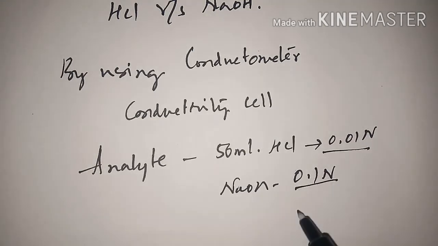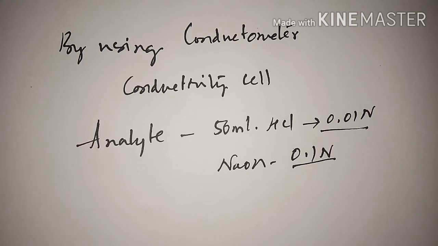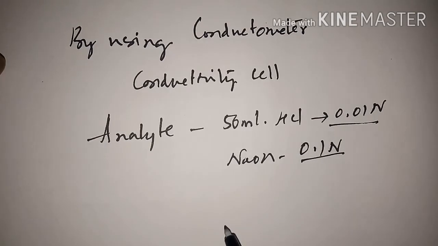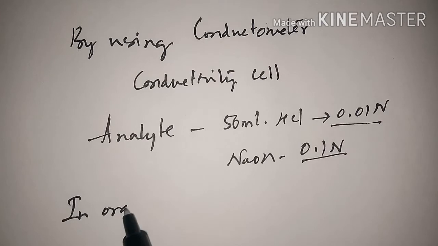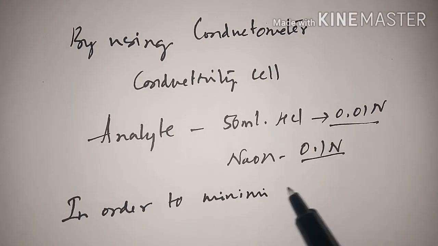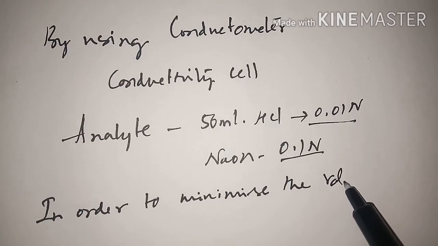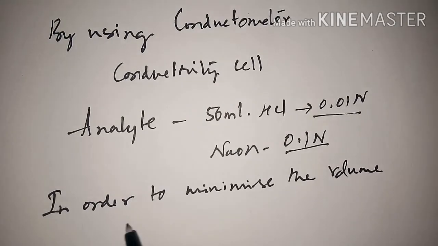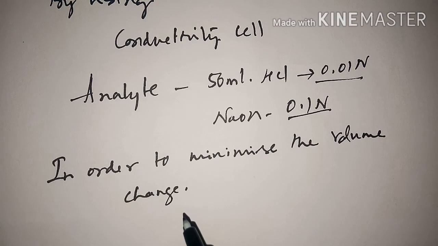So we can look at the difference. The titrant should be 10 times greater than the analyte. Why? Because this is maintained in order to minimize the volume change. We know that as the volume increases, it will seriously affect the conductance of the ions.